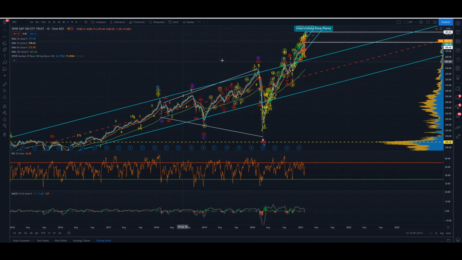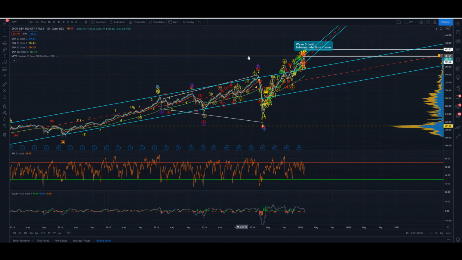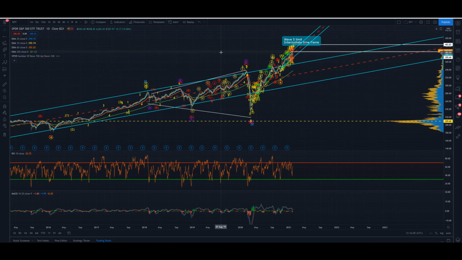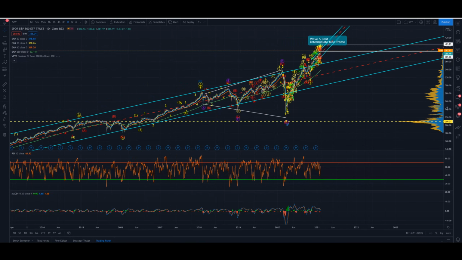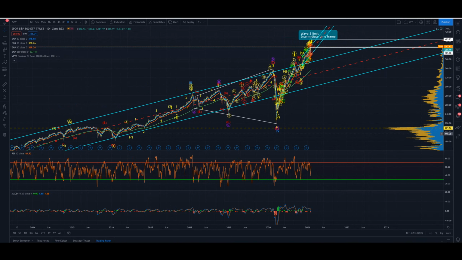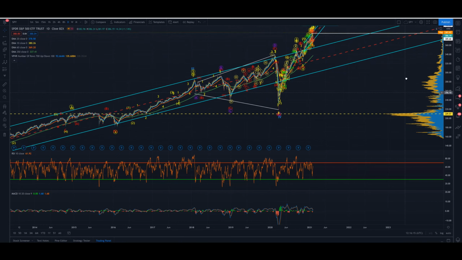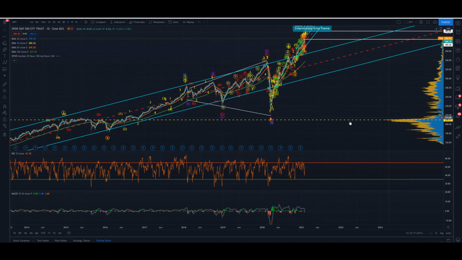So if you're new to the channel and you're not used to seeing a chart like this and what we do here at Green Star Trading, let me just give you a quick rundown. We have our Elliott wave count, which is all the numbers and letters you see, and then we also have our volume profile on the right hand side. This is a visible range, so it adjusts when we adjust the chart. It also has a built-in point of control with this yellow dashed line here.